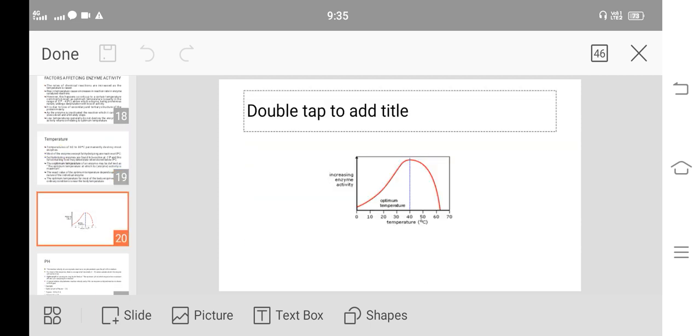This graphical representation shows the optimum temperature. Some enzymes may need high temperature. It is applicable between the temperature and increasing enzyme activity. The optimum occurs at 40 degrees Celsius.